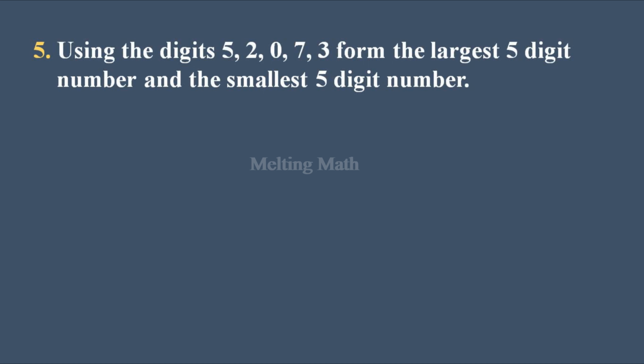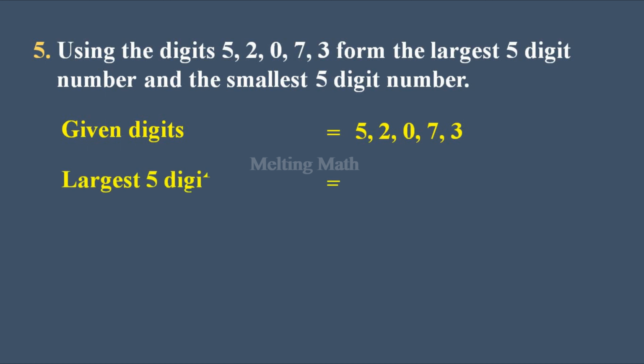Next, using the digits 5, 2, 0, 7, 3, form the largest 5-digit number and the smallest 5-digit number. Okay, so using these 5 digits, we have to form the largest 5-digit number and the smallest 5-digit number. Okay, first write the given digits, that is 52073. Then we have to form the largest 5-digit number using these given digits.